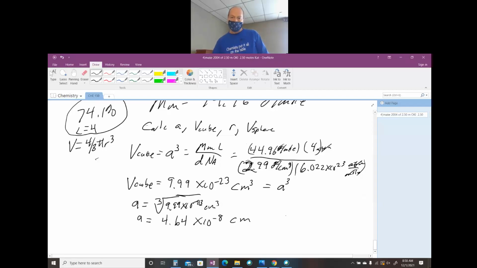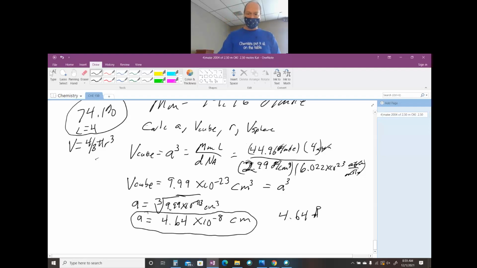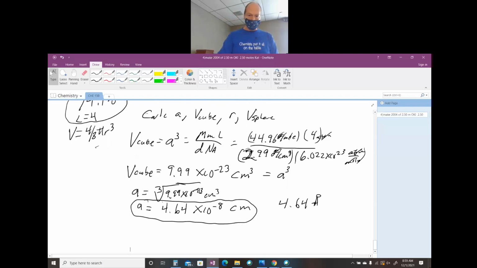All right. If it wants it in angstroms, it is 4.64 angstroms. Because remember, an angstrom is 10 to the minus 10 meters, and so that is 10 to the minus 8 centimeters. All right. So if it doesn't say what the units have to be in, I would just leave it in centimeters. But if it says angstroms, then it's 4.64 angstroms.